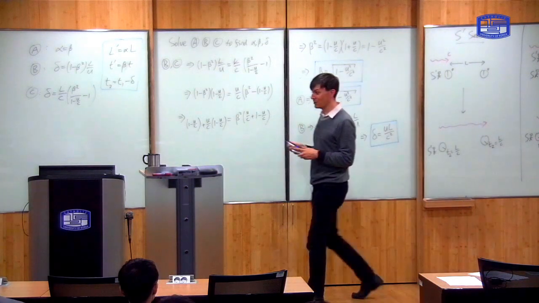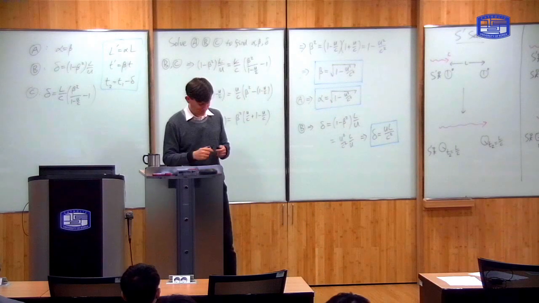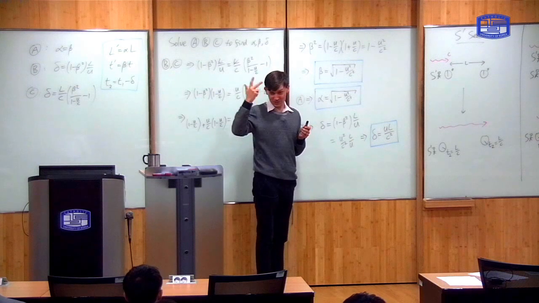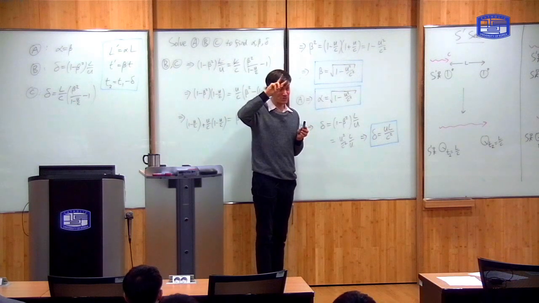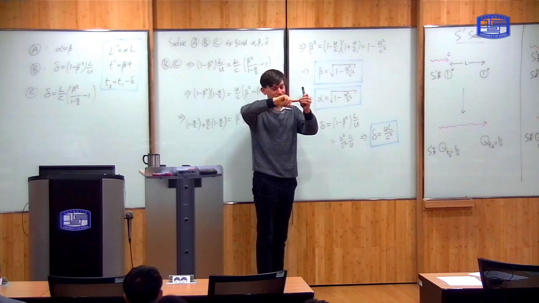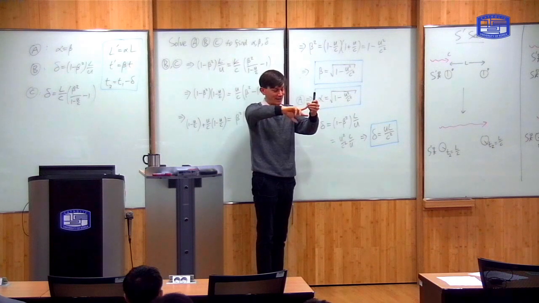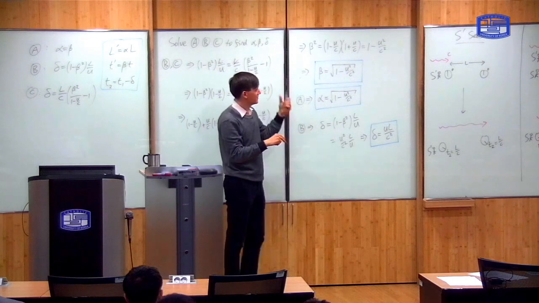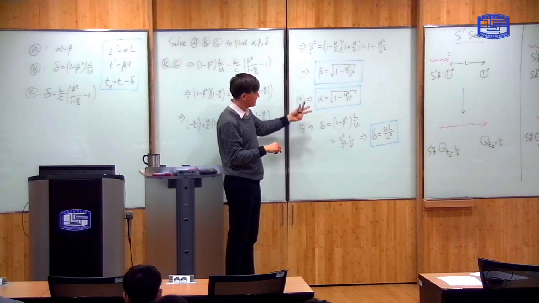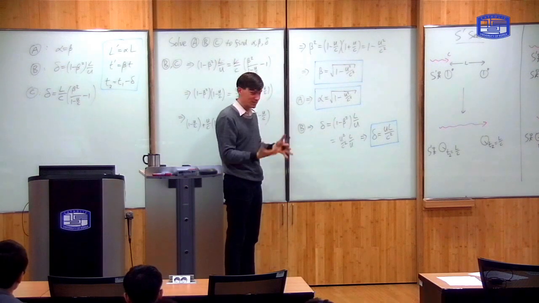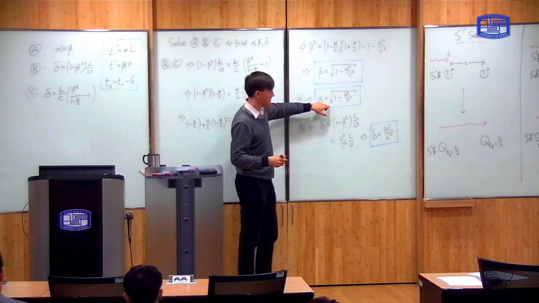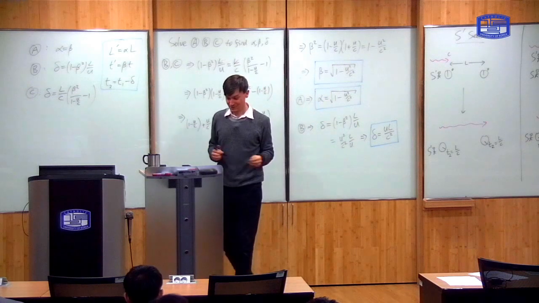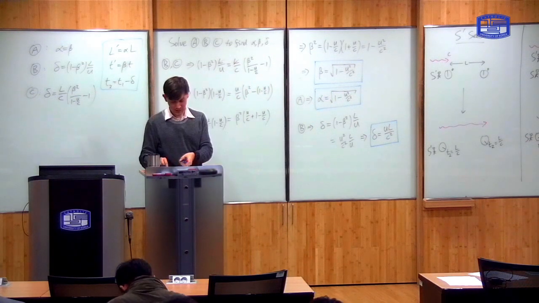Okay, so what we've shown is that if you require both postulates of special relativity to be true, that means you require the principle of relativity and the constant speed of light, the only factors of time dilation, length contraction, and relative simultaneity which are consistent with those postulates are these. There's no other choice. Okay, right.